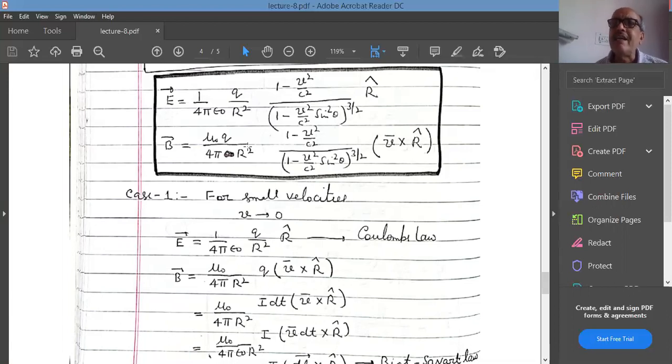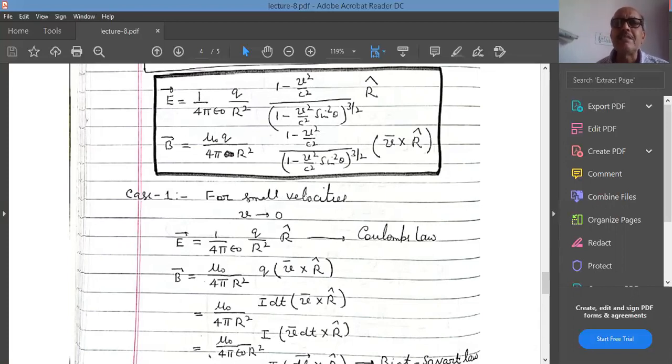Let us now understand different cases. First, the non-relativistic speed, and secondly, the relativistic speed. For non-relativistic speed, or for smaller velocities, we can assume the velocity to be tending to 0, not equal to 0, because if the velocity is equal to 0, then we can't consider electrodynamics. So we are considering a small velocity. If the velocity is small, the extra term appearing here in the numerator and denominator will drop out in comparison to 1.